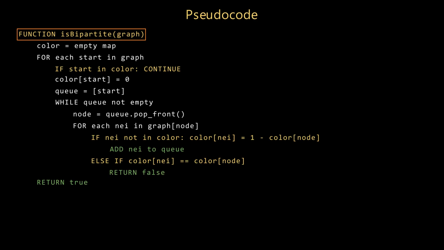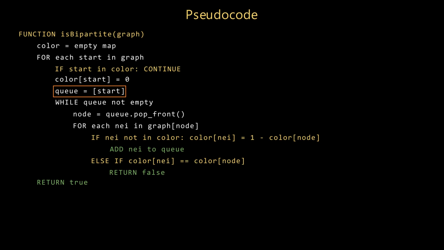Define the bipartite test on a graph. Create an empty color map. Loop over every vertex, because the graph may have multiple components. Skip vertices that already belong to a colored component. Start a new component by coloring this vertex 0.